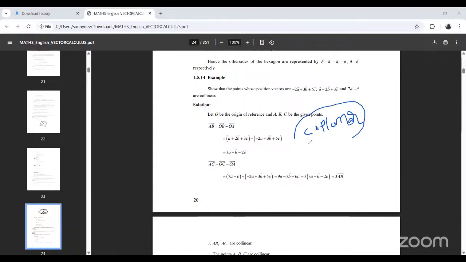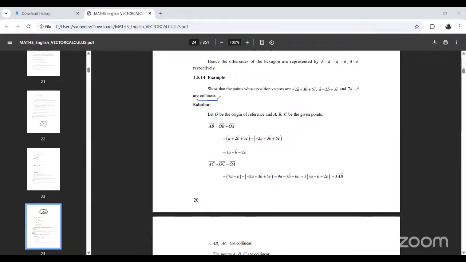So what does coplanar mean? If the lines lie on the same plane, that is called coplanar. So leave it, we have only collinear. Okay? So they are giving A, B, C. First we find AB equal to OB minus OA. That OB we found, minus OA. So 3A minus B minus 2C.